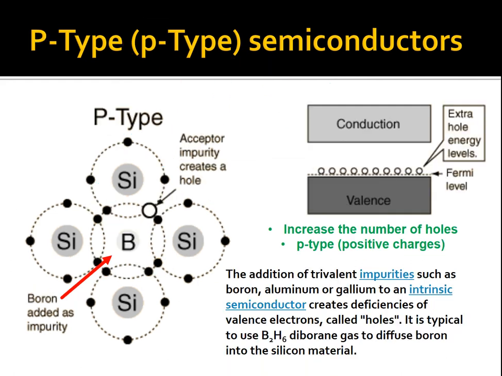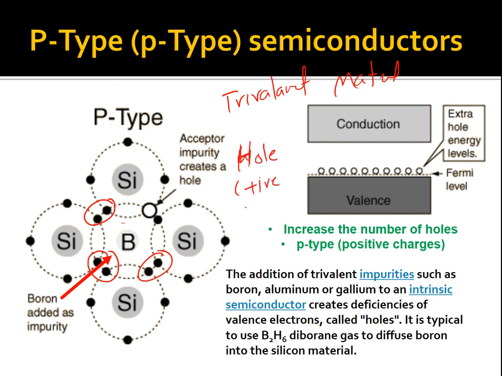Now let's look at the opposite. If you add boron, a trivalent material, it will have 3 valence electrons. These 3 electrons will form covalent bonds with the other silicon atoms. But we know that a silicon atom has 4 valence electrons. Because it has only 3 valence electrons, a hole will be created. Now a hole, or a positive charge, will be created.